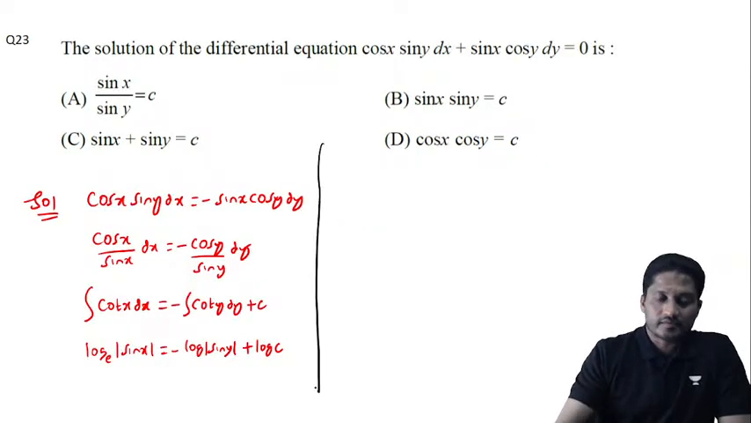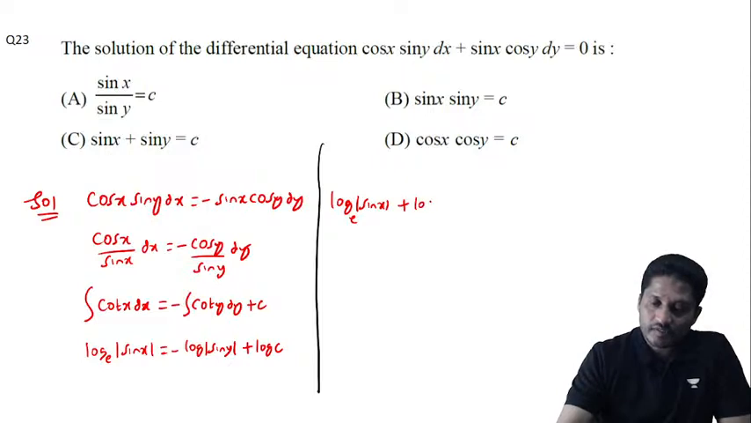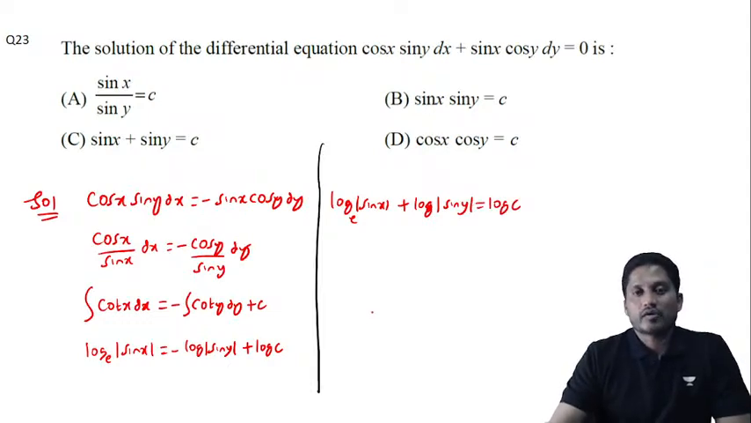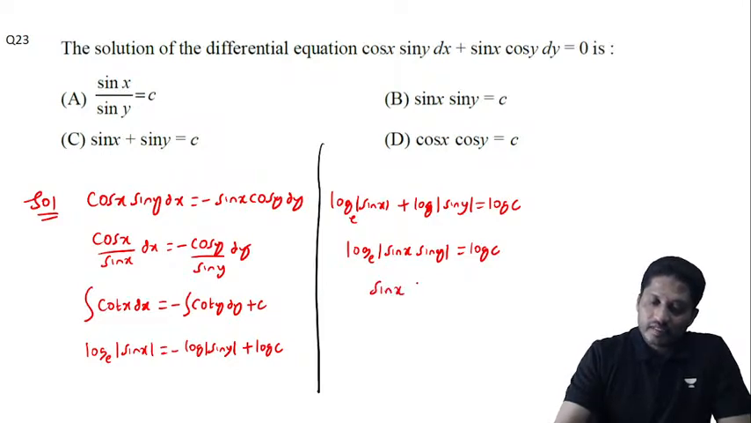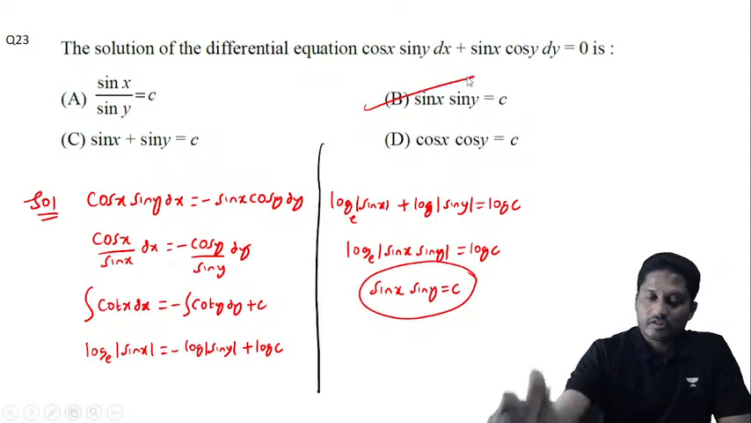Okay, now if I substitute here, log of sin x, you shift it to the left side, it is plus log of sin y, is equal to c, which can be written as log c. Log x plus log y is log x into y, right? This is log of sin x into sin y is equal to log c. Now if I equate the corresponding values, you will get sin x into sin y is equal to c. Answer is option B.